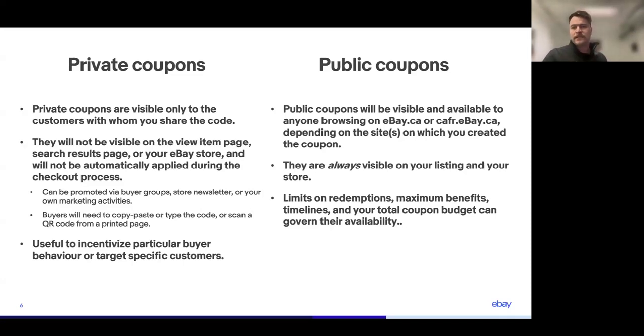So where there are limits on a public coupon is going to be while you're designing it: how many redemptions can a buyer have, sort of natural limitations on a coupon. How many times can a single buyer redeem it? What's the maximum discount that a buyer can receive? Usually, maximums are going to be anywhere between $75 to $100, depending on the nature of the discount, how long that discount is going to last, and the total coupon budget. And once it reaches that budget, it will turn off the coupon automatically.